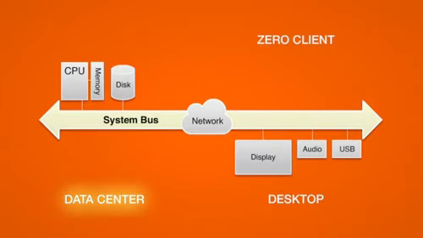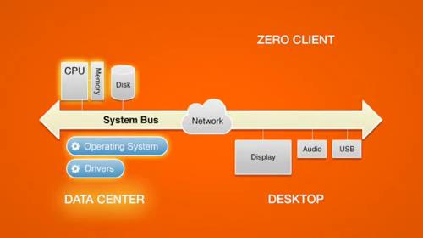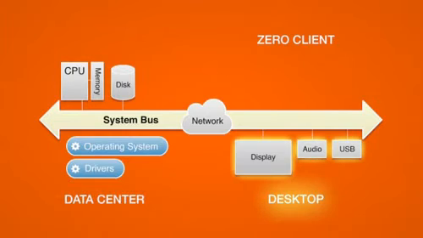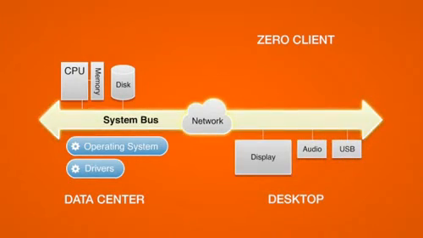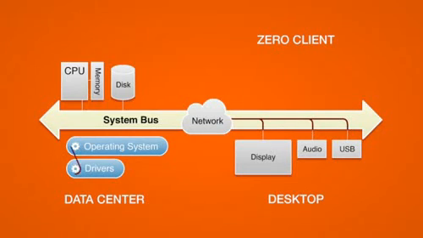So there you have it: a CPU, operating system, and 100% of software in the data center, and a zero client with display, USB ports, and audio at the desktop, with the system bus in between stretched over the network. Notice the zero client has no CPU or software of any kind. It's just a bunch of peripherals attached to the network, with drivers in the data center that light up those peripherals over the network. That way, the PC treats the ports on the zero client like they're local ports.